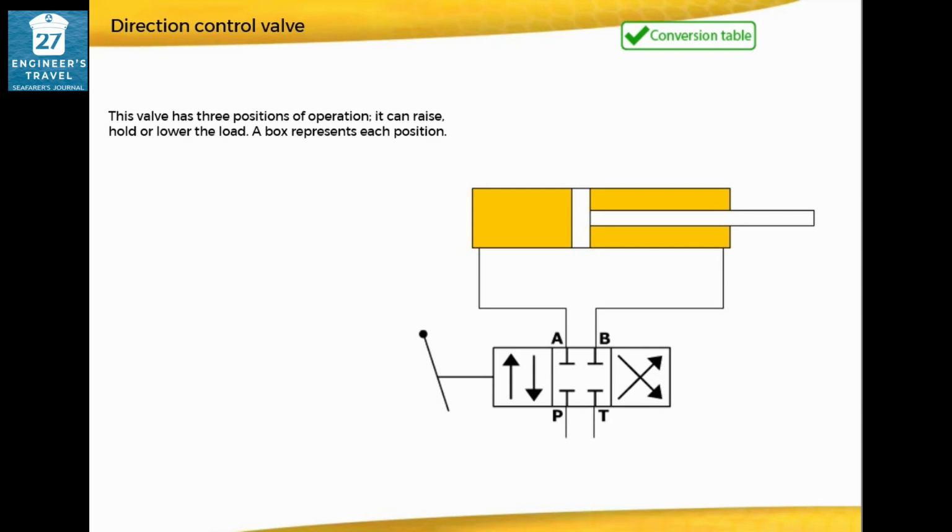This valve has three positions of operation. It can raise, hold, or lower the load. A box represents each position. Inside the box are two arrows, each representing a direction in which oil can flow.